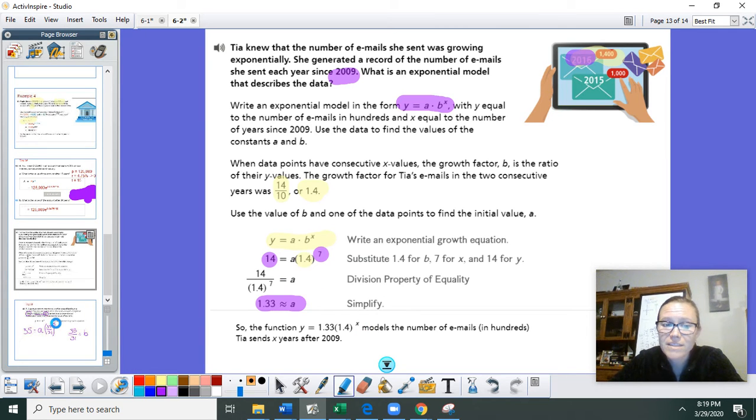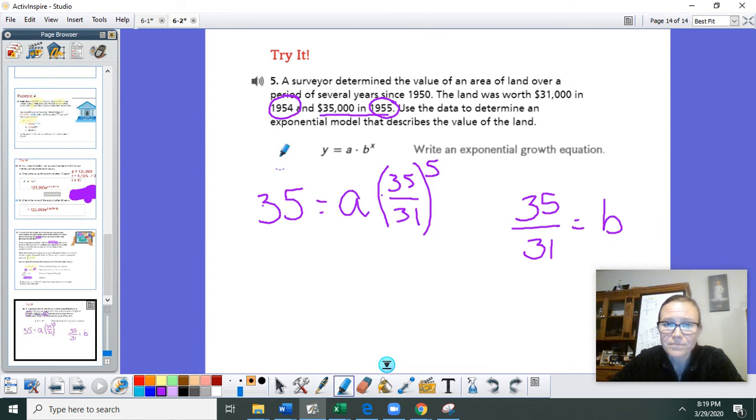In the try it, you're asked to do something fairly similar. In this, we're going to start in 1950 with some, and we're going to know the values in 1954 and 1955. So the value of this land in 1955 was about $35,000. The year before, it was $31,000.